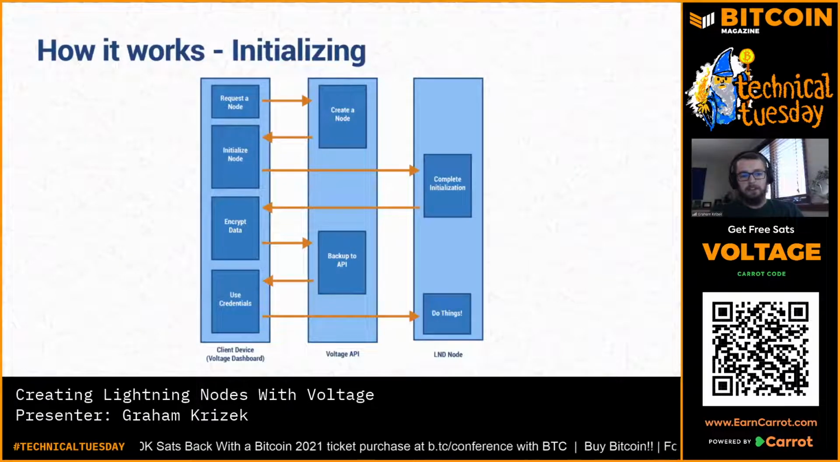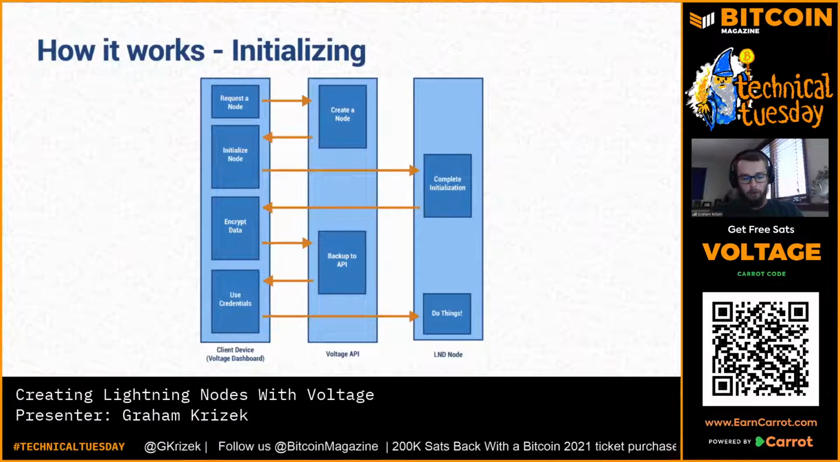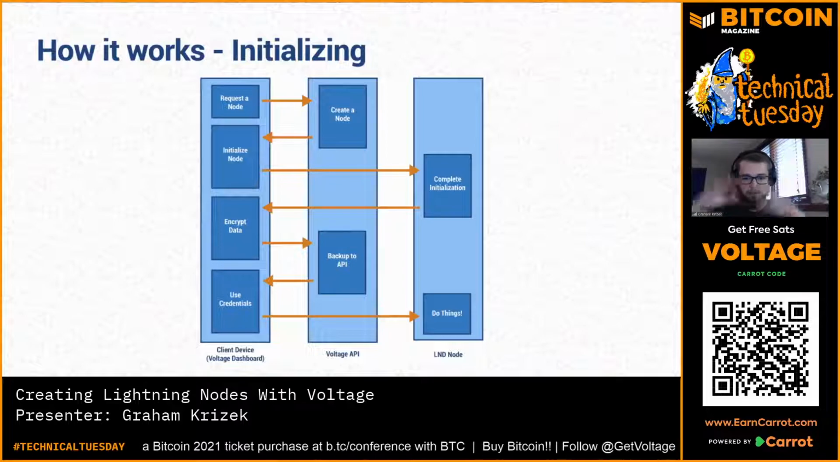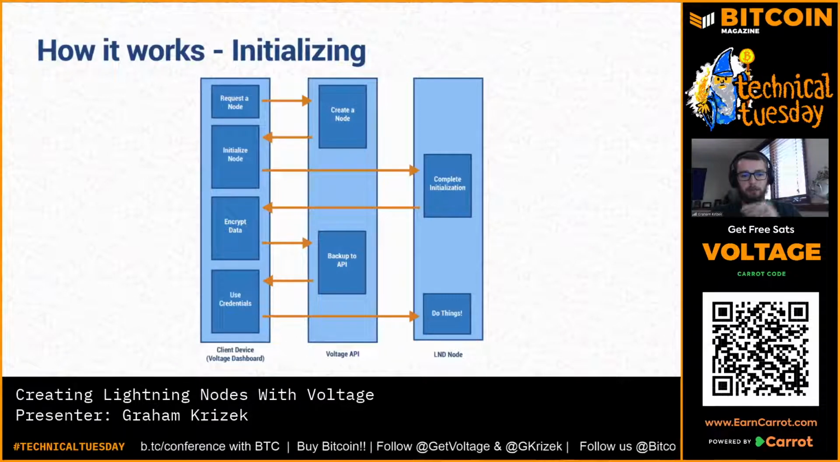So that's transitioning into going into a little bit more detail about how that works exactly. You can see here in our diagram, we have the 3 columns. Far left is client device, which is basically you and your browser on the Voltage dashboard. Middle is our API. And then the third is the LND node that we create for you. So when you're creating a node through the dashboard, you request a node to our API. Our API then provisions the node for you in our infrastructure, provisions disks, sets up the servers, all of that stuff to create the node. And then we return that information for your node back to you. So it's like, here's basically your API endpoint.